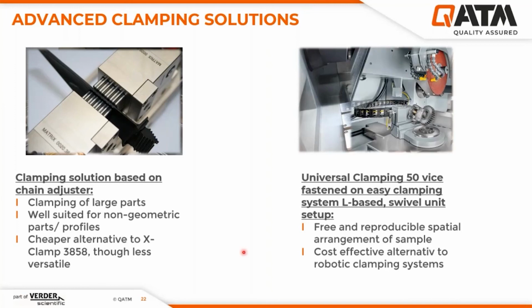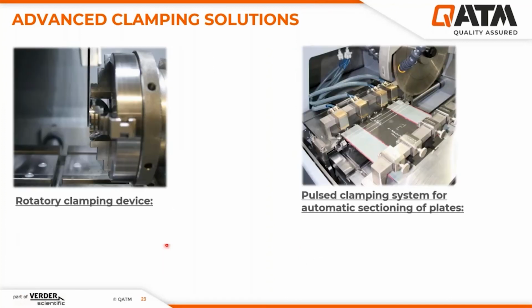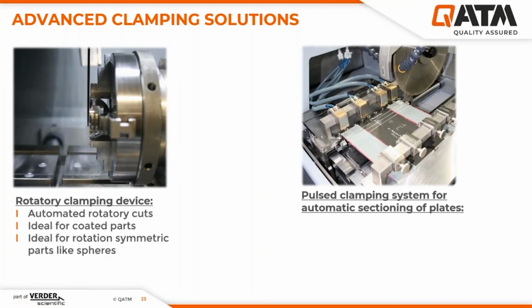Here we see the example of the QATM Brilliant 3D setup. Also, automated rotatory clamping devices are used if we want to section spheres or coated parts. With this, we can carry out automated rotatory cuts, and this is of course ideal for the protection of coated parts, as well as for rotation symmetric parts that are quite sensitive to heat influence.